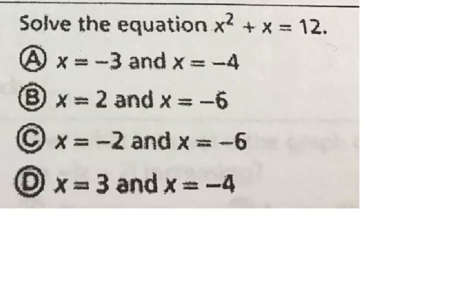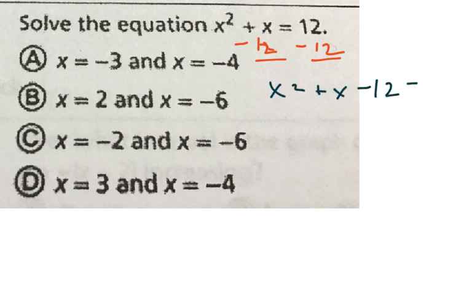All right, now let's solve this quadratic. Now this quadratic, notice right here, it's not equal to 0. So the first thing we're going to do here is subtract 12 from both sides. We're going to subtract 12 from both sides. That gives us x squared plus x minus 12 equal to 0. 12 minus 12 is 0, right?